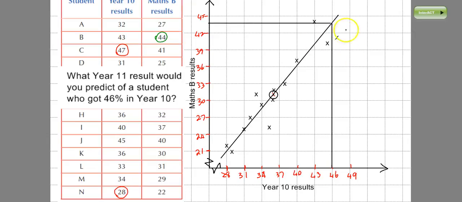But once again, your line of best fit might be slightly different to the person beside you, so you might have slightly different answers, but they shouldn't be more than 1 or 2 away from each other.